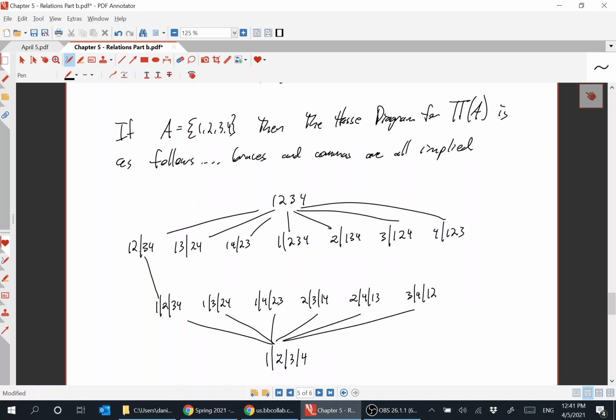1, 3. 1, 2, 3, 4. So the one containing 1, 2. This is a refinement of that. And of course, there's only going to be two partitions where you take these two blocks and take one of the two blocks and split it into two smaller blocks. Right? Because you only got two blocks, so you can only split each block one way.